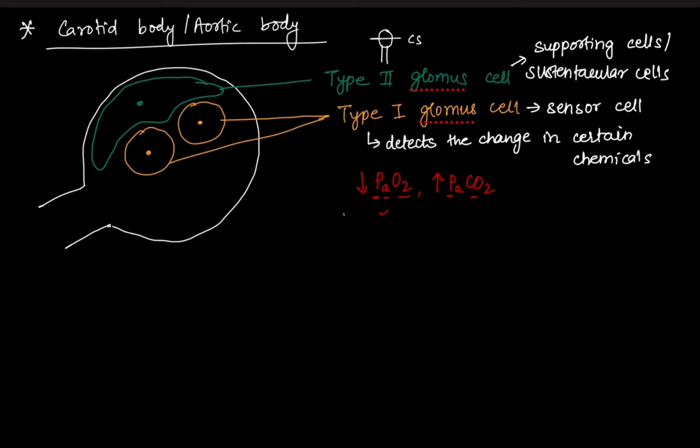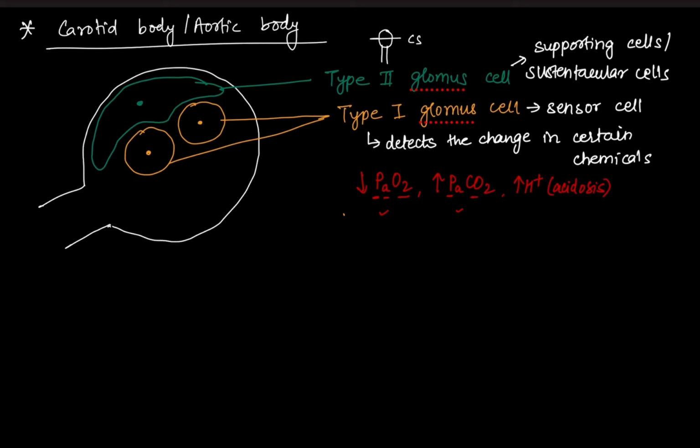So if there is hypoxia, that is detected by the type 1 glomus cell. If there is hypercapnia, that is detected by the type 1 glomus cell. And if there is an increase in the H plus ion concentration in blood, that means acidosis, that is also detected by the type 1 glomus cell. As it can detect the change in various chemical signals, this cell is considered the major sensor cell, acting as a chemoreceptor at the level of the carotid bodies.